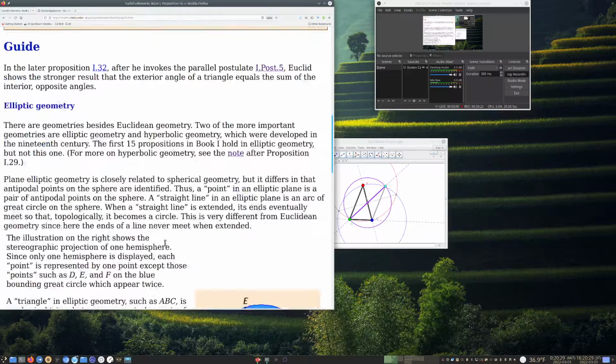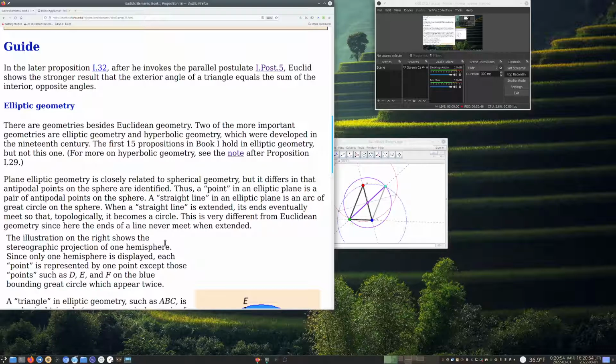Anyway, plane elliptic geometry is closely related to spherical geometry, but it differs in that antipodal points on the sphere are identified. Thus, a point in an elliptic plane is a pair of antipodal points on the sphere. Okay, so it's like projective geometry in that regard. So a straight line in an elliptic plane is an arc of a great circle on a sphere, right?